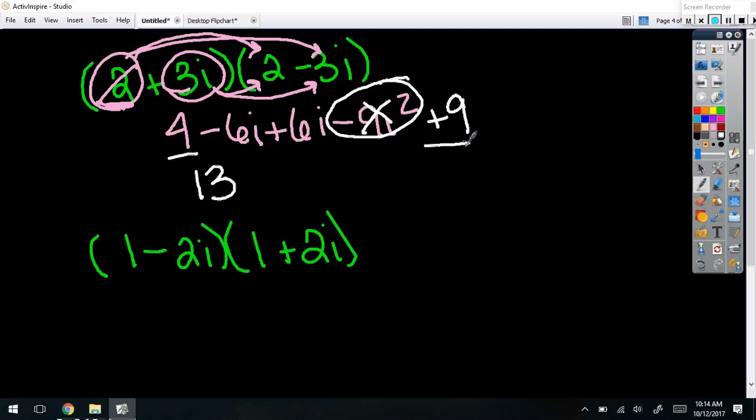Now look at the i's. What is negative 6i plus 6i? 0. It cancels out. What am I left with? 9 and 4, so the 13. Because it's 4 plus 9, with the negative changed to a positive.